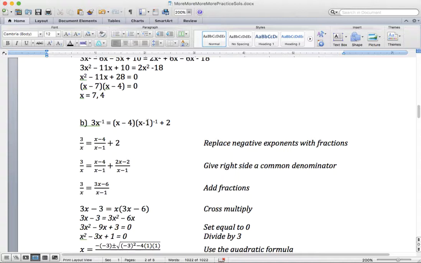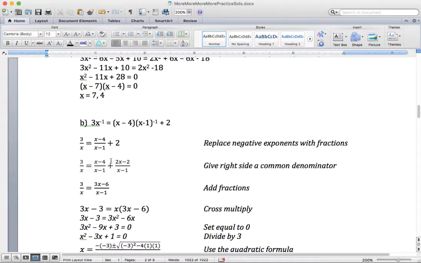Here we have x minus 4 multiplied by x minus 1 to the negative first. So that's really the same as saying x minus 4 times 1 over x minus 1, which gives us this thing here, x minus 4 over x minus 1. And then we also have the 2. So on the right side, we want to combine these by giving them a common denominator. So for the 2, we multiply top and bottom by x minus 1, which gives us 2x minus 2 over x minus 1. We can now combine these two fractions on the right side.